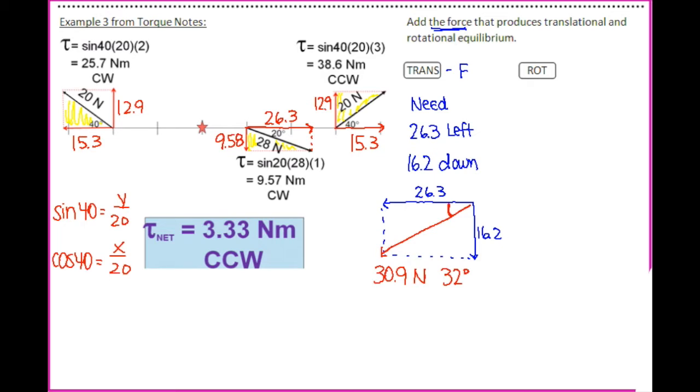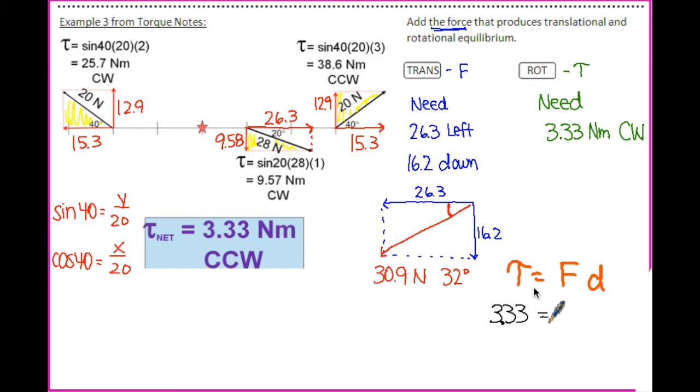Let's look at the rotational. Remember, I did half of this problem already, so I know there's a net torque of 3.33 newton meters counterclockwise, so I need a torque of 3.33 clockwise to cancel that out. So I know I need to add this force in the right place to give me this torque. So now I'm looking at my torque equation to figure out where to put that force. Torque is force times distance to the pivot point. I know the torque I need is 3.33.